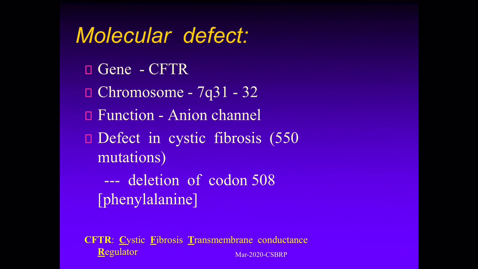Coming to the molecular basis for cystic fibrosis, the gene associated is CFTR, and it is located on chromosome number 7. There are many mutations that can cause cystic fibrosis, and till now 550 mutations have been detected, with varying manifestations of cystic fibrosis.